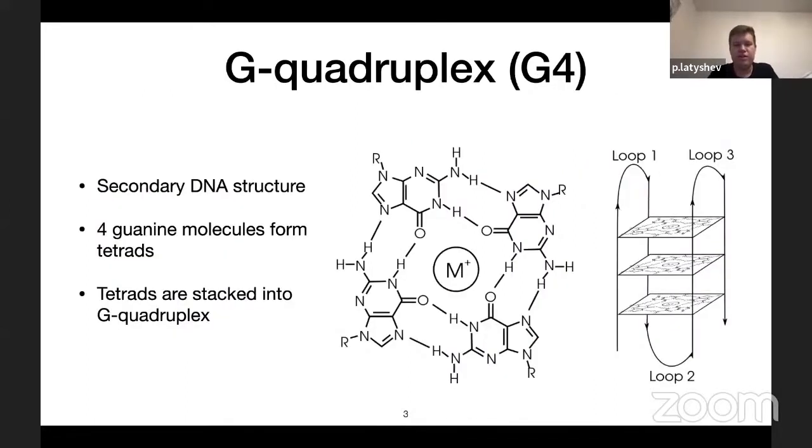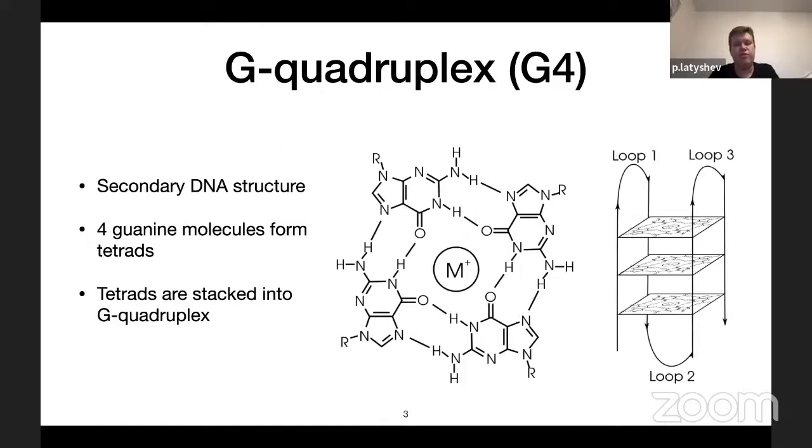G-quadruplex is a secondary DNA structure. It forms in guanine-rich regions. Actually, it consists of four chains. These DNA structures consist of guanine tetrads. Every tetrad is a structure of four guanine molecules bonded with hydrogen bonds and with an ion of metal in the center. And these tetrads are stacked into the G-quadruplex structure. Usually there are three tetrads, but it can be more: four, five, and so on.